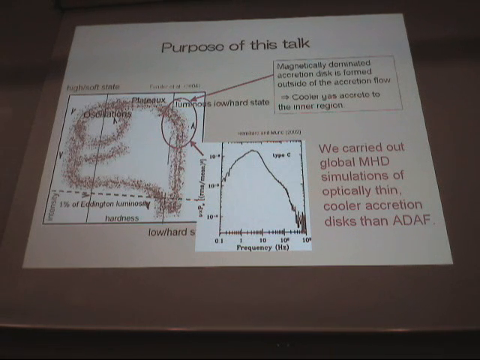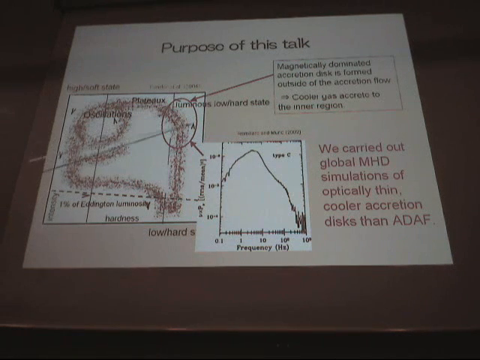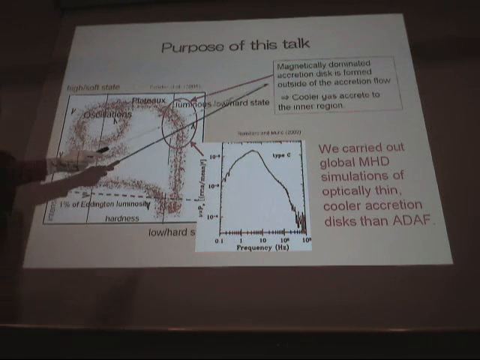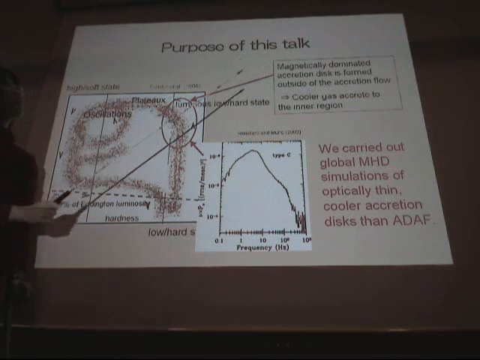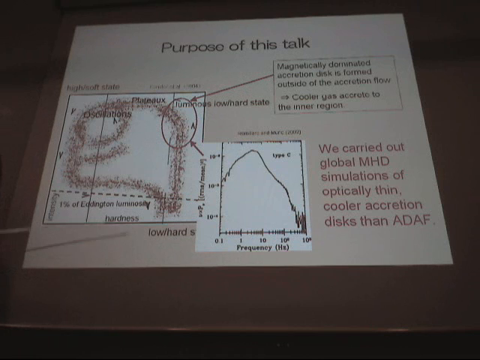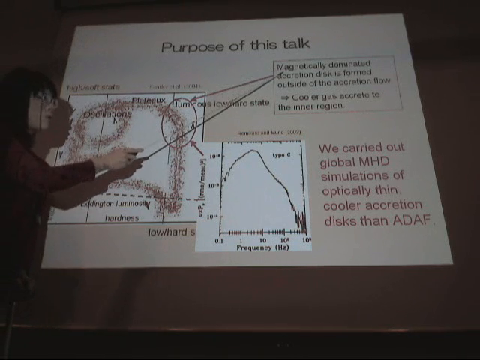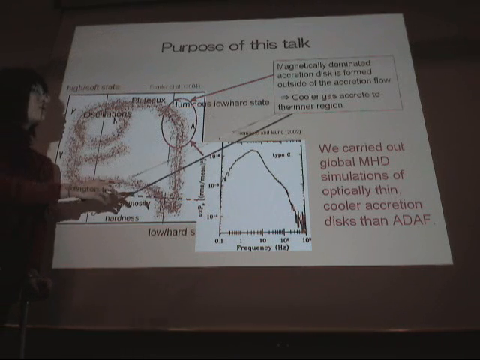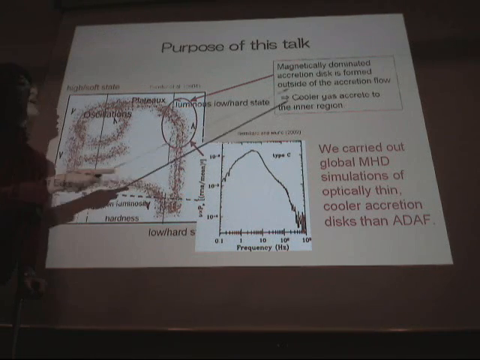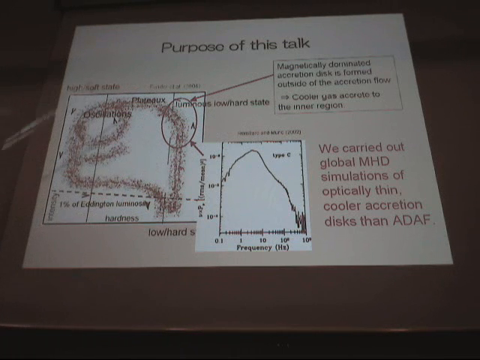And another characteristic of bright hard state is a low frequency QPO. We consider that in this state a magnetically dominated accretion disk exists. The gas temperature of this low beta disk is cooler than the conventional ADAF solution. So we assume cooler gas accretes to the inner region.